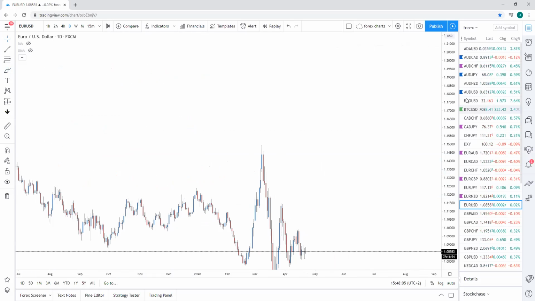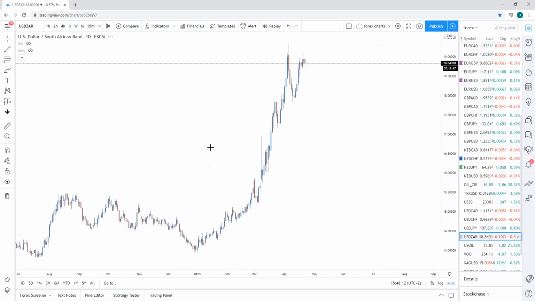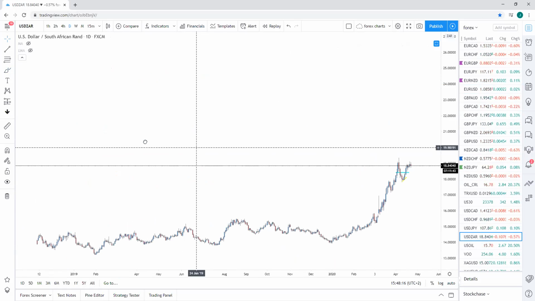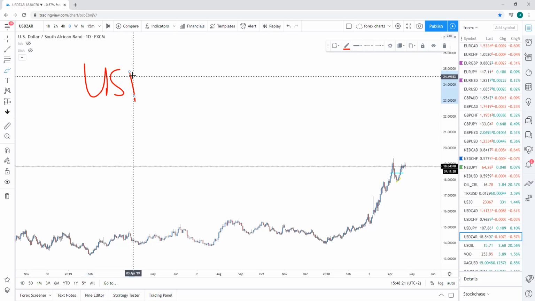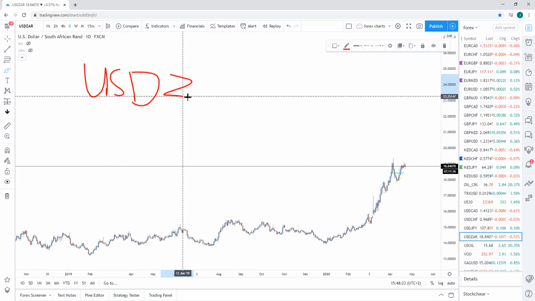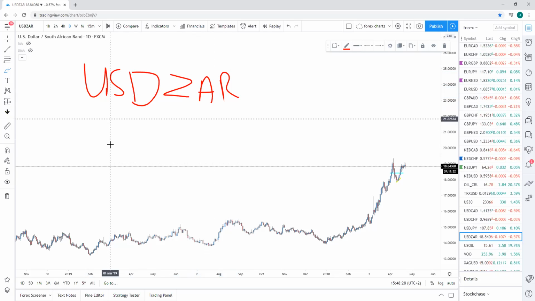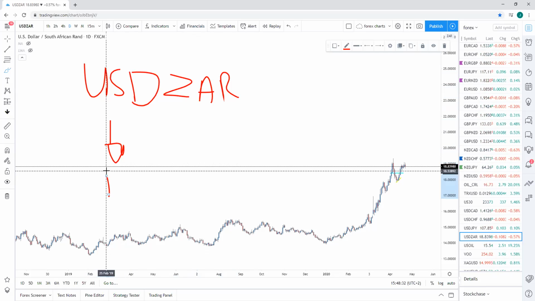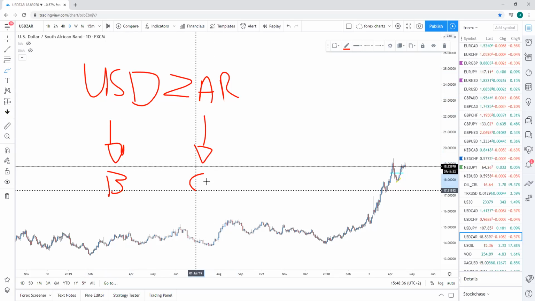Let's go to USD South African Rand, so I can show you guys there. USD ZAR. Okay, whoa, this thing just climbed a lot. Okay, so in this case, the first one is our base, and the South African rand is the quote.